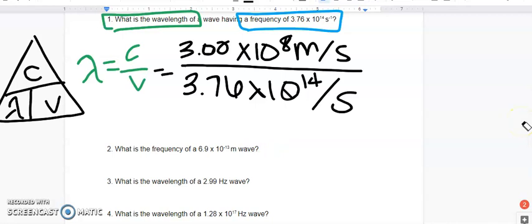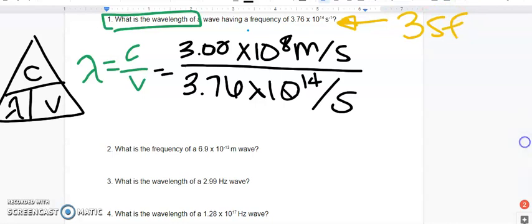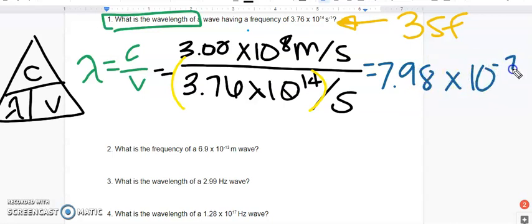So when we look at this problem, we want to remember sig figs. Our given number is 3.76 times 10 to the 14th, so we need to round to 3 significant figures in the end. Once I plug this into the calculator, remember to put the bottom number in parentheses or it's going to give you different numbers. So once I plug this in, I'm going to get 7.98 times 10 to the -7.